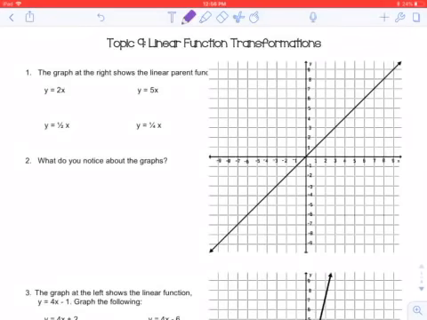Okay, so topic 9 of Unit 4 is about linear function transformations. Problem number 1 says the graph at the right shows the linear parent function y equals x. Then they're wanting us to graph these 4 remaining equations on the same graph. So first is y equals 2x.